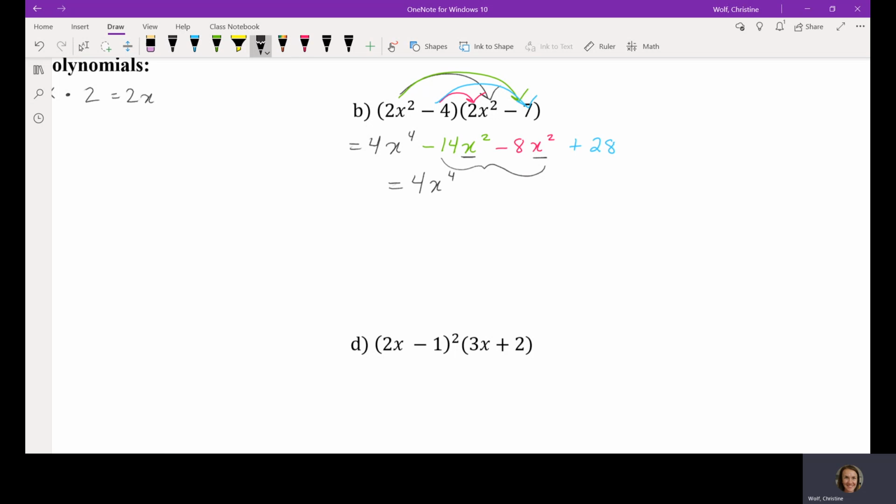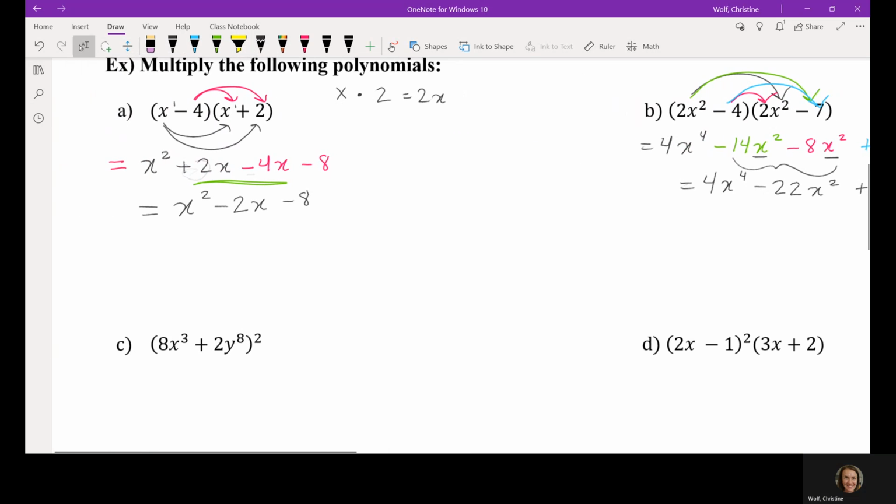I know all family members don't have the same last name, but just for this metaphor, we're going to pretend they do. So because these two terms have the same last name of x squared, we get to reunite those family members and bring them together. So negative 14, you have to bring that negative with you. It's negative 14 minus 8, and negative 14 minus 8 is negative 22. And then their last name doesn't change. It's still x squared. And then that positive 28 on the end has nobody to join with it, so it just stays a positive 28. And we're done.